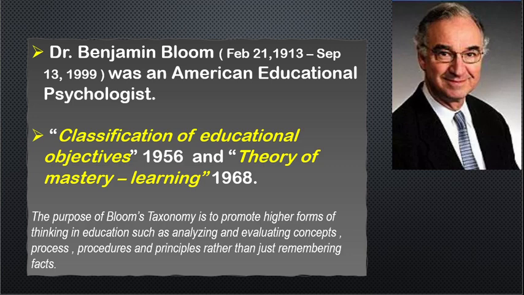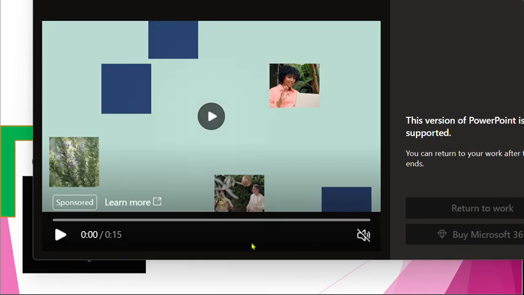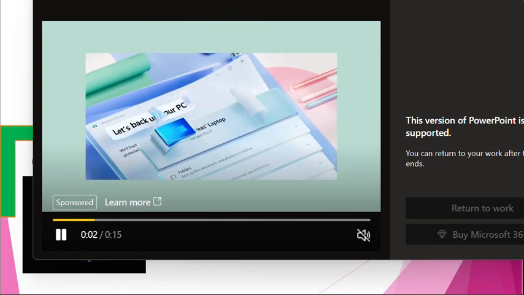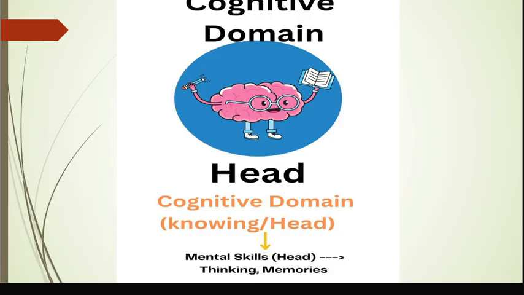So, what is it? What is in it? There are three domains: cognitive, affective, and psychomotor. Cognitive is related to our brain, affective is related to our heart, and psychomotor is related to our hand. In the cognitive domain, we deal with our mind, head, knowing. It deals with the mental skills about our thinking or memories.